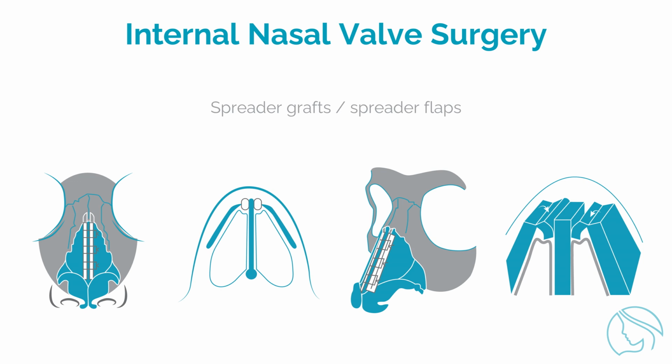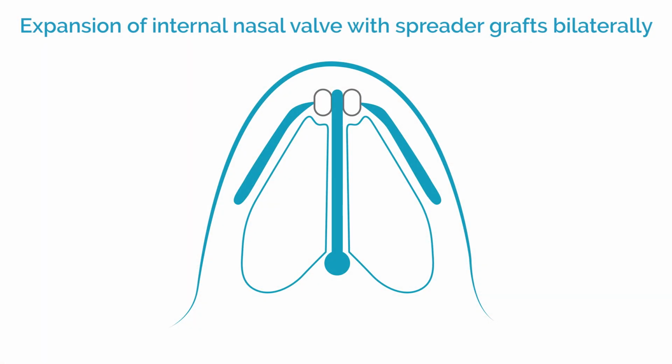Spreader grafts are tiny pieces of cartilage which are taken from your nasal septum, or if you don't have a sufficient amount of cartilage in your nasal septum, then we can take a part of your rib or ear cartilage. They are cut into slivers, and they are inserted in between your upper lateral cartilages. Then goes the spreader graft, and then goes the septum.